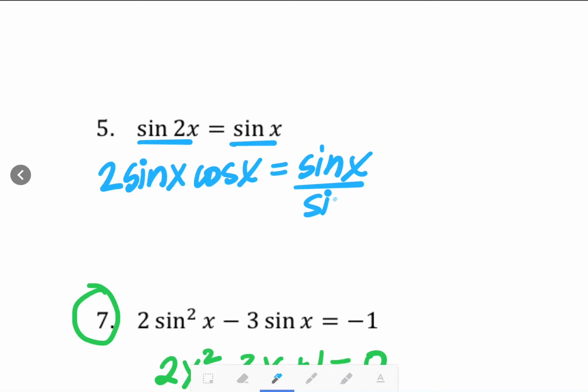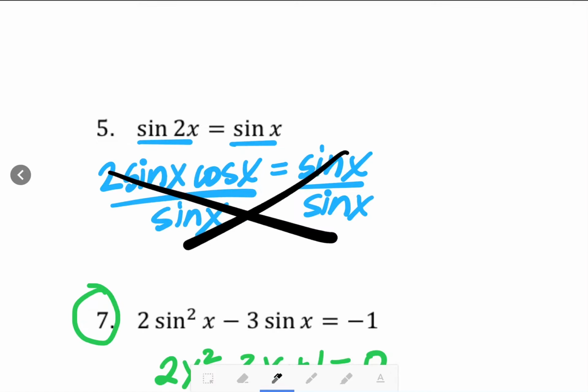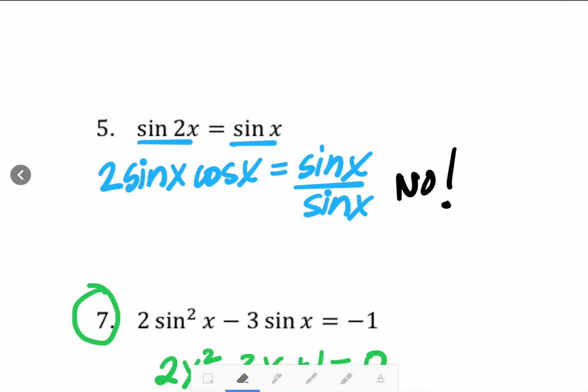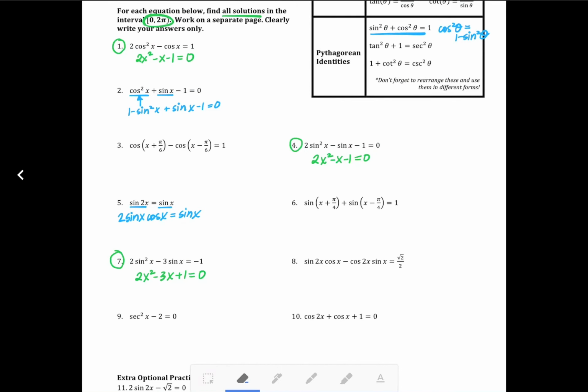But do me a favor, guys, and do not divide by sine x. Don't do it. I'm giving you a big warning right now. Don't do this. We can't divide by sine x because sine x can equal 0. And so technically we're dividing by 0. Don't do it. Find another way around that one. So this is the right first step, but find another way to go.